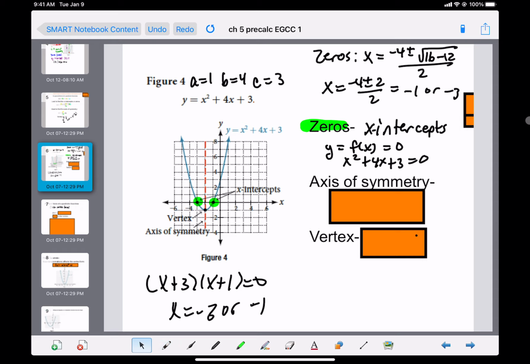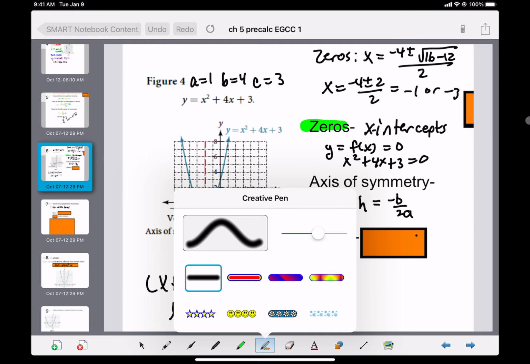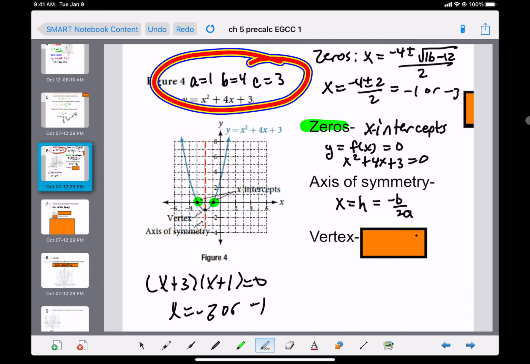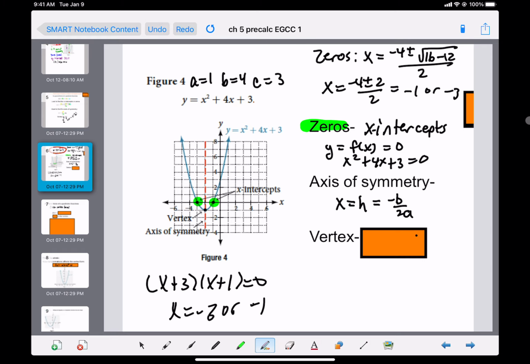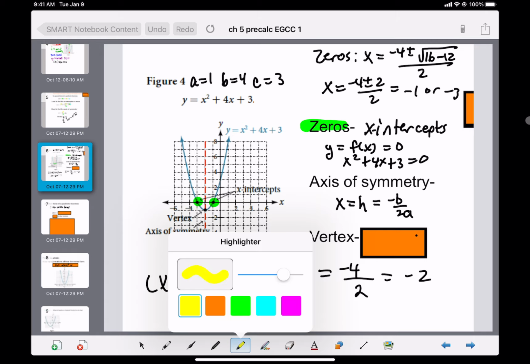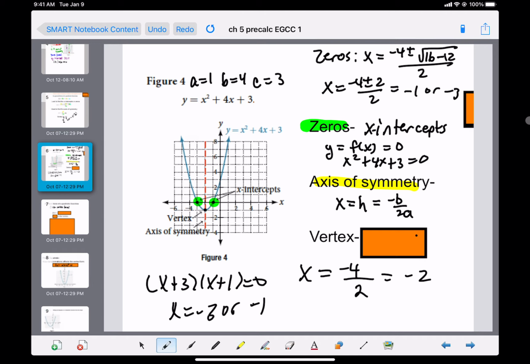Now let's talk about the axis of symmetry. The axis of symmetry is negative b over 2a. Now we still have these a, b, and c values. We're going to plug them in there. So our axis of symmetry is going to be negative b, which is negative 4, over 2a. a is 1, so 2 times 1 is 2, or negative 2. So you can see right here that our axis of symmetry occurs at x equals negative 2. That line right there.